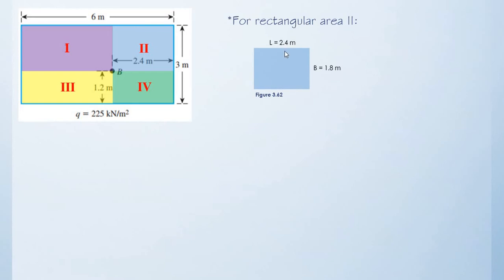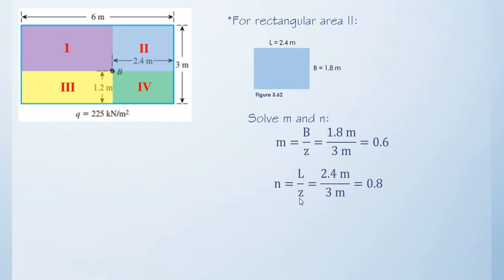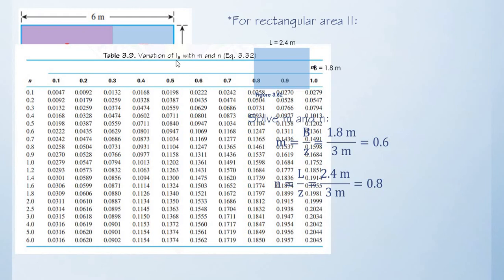Next, let us analyze the second rectangle, which is shaded blue. L is 2.4 meters and B is 1.8 meters. Solving for m and n, m is equal to B divided by Z. B is 1.8, the depth is 3 meters, 1.8 divided by 3 is 0.6. n is L divided by Z, L is 2.4 divided by 3 meters, that is 0.8. We now refer to the table for the value of I_s3. m is 0.6, n is 0.8, therefore the value of I_s3 is 0.1247.